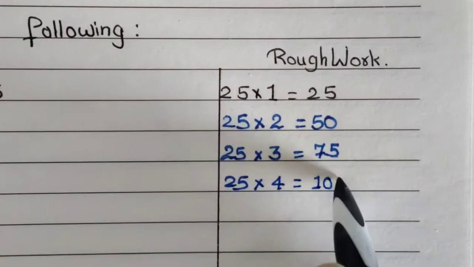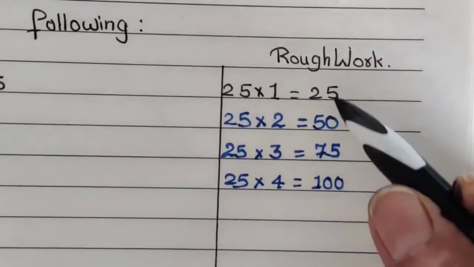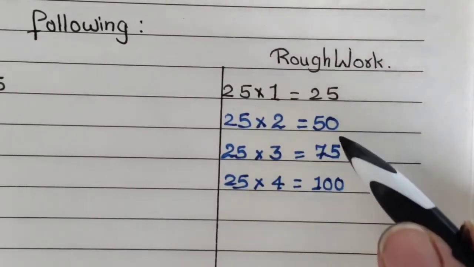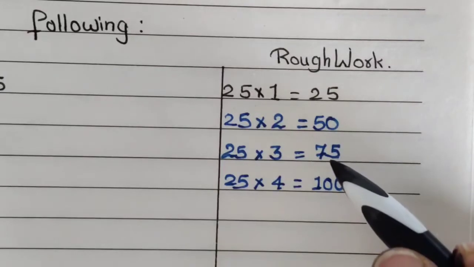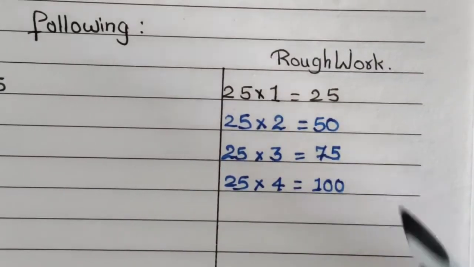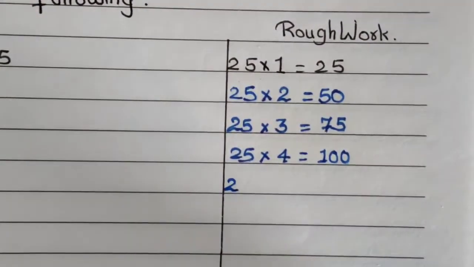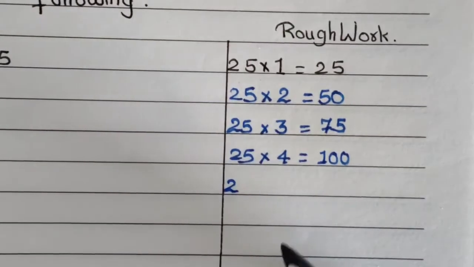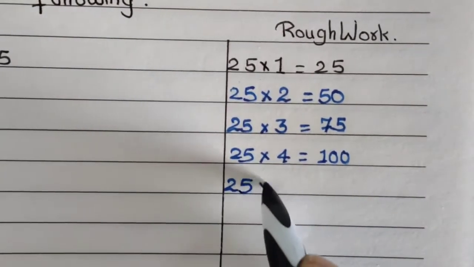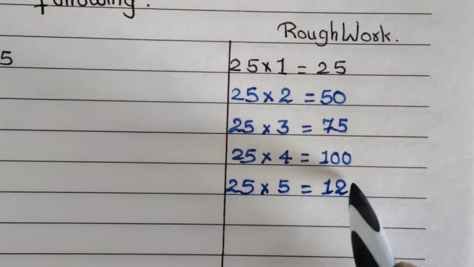100. Now as you could see, the table of 25 to remember is very easy. The first 4 make 100. So 25 ones are 25, 25 twos are 50, 25 threes are 75 and 25 fours are 100. Let us go ahead. Another 4 will have another 100. That means this 100 and another 4, that means 8, will get 200. So let us see now. 25 fives are 125.